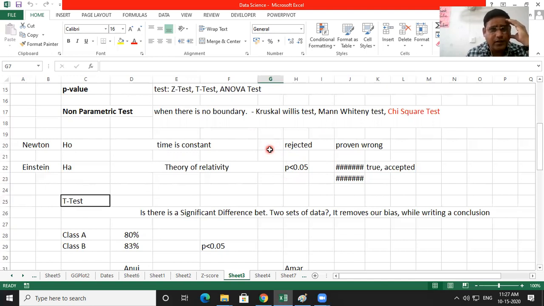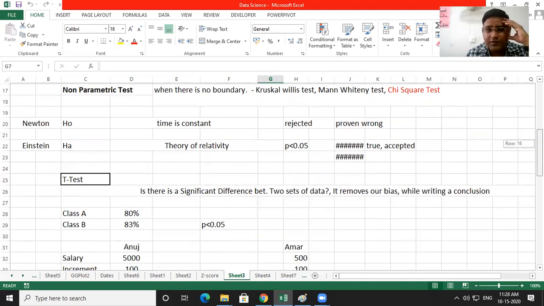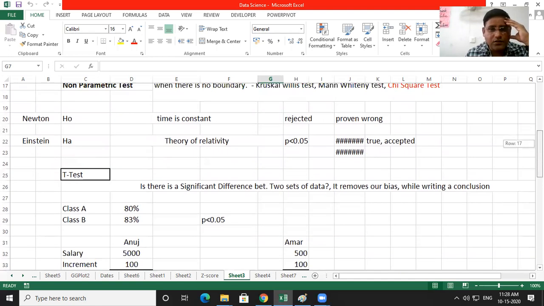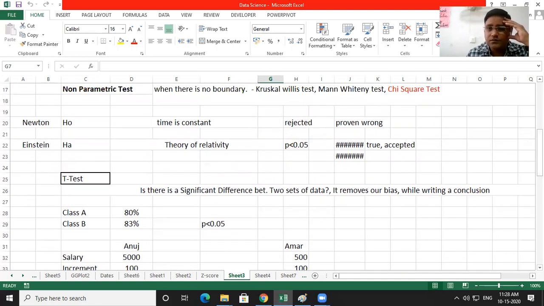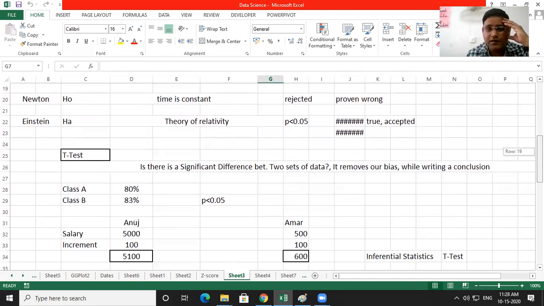Getting the point? Our null hypothesis will be rejected. Why? Because that parameter, that p-value, is less than 5%. So Einstein was more than 95% confident that time is not constant. What Newton said was wrong. That is why now we take time as a variable. It can change. Time is not constant, not equal or the same for every place. So this is how we reject or accept our hypothesis.